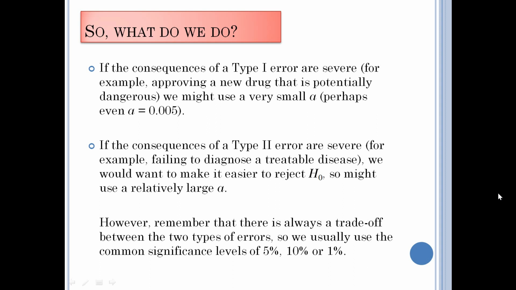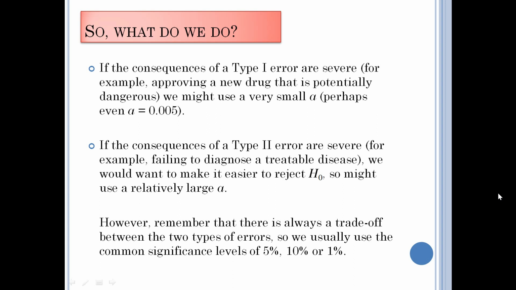On the other hand, if the consequences of type 2 error are severe, then we will use a relatively large alpha. Again, let's think of another situation. Let's say you want to introduce a test that would detect diseases that are easy to treat. Then you want to make this test effective most of the time or all of the time. Basically, you want to avoid the false negative. In this case, you will use a relatively large alpha. So it's really up to the consequences.